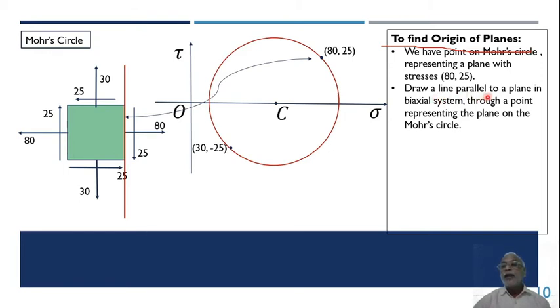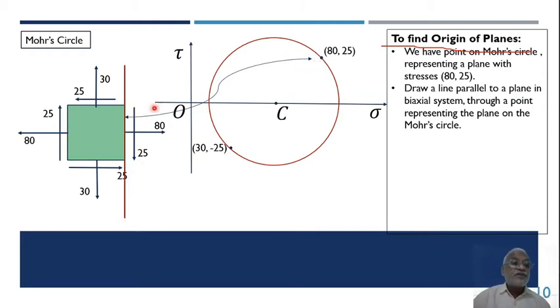Draw a line parallel to a plane in the biaxial system through a point representing the plane on the Mohr circle. So this plane is represented by which point? That point. Now through that point, through a point representing the plane on the Mohr circle, draw a line parallel to the plane. So parallel to this face, parallel to this plane, I have to draw a line. Where?